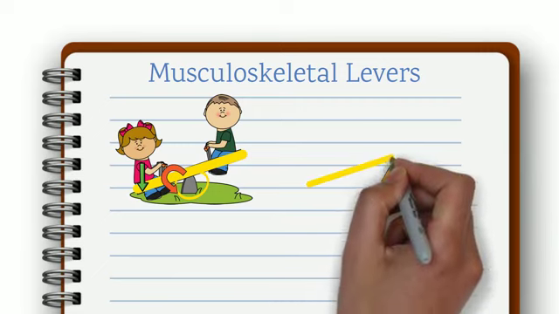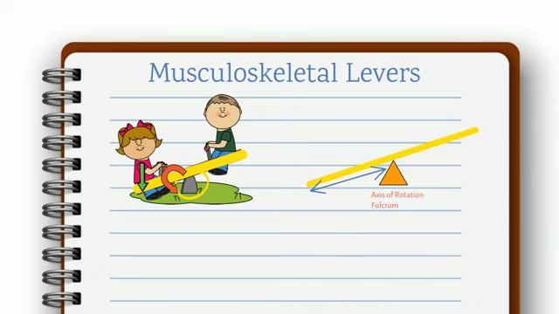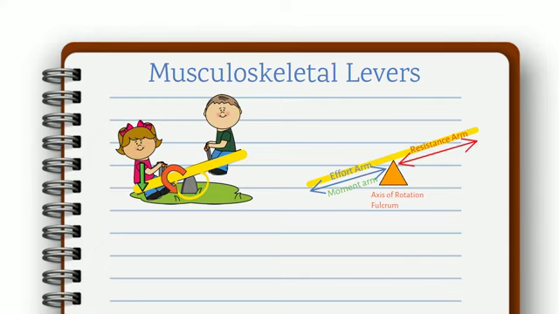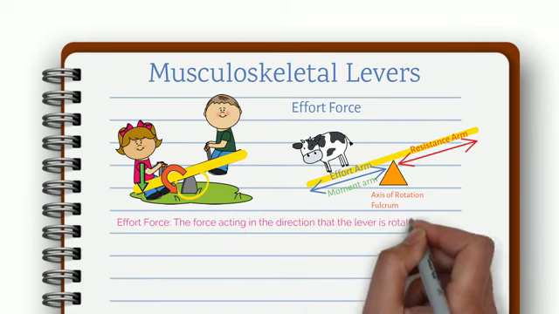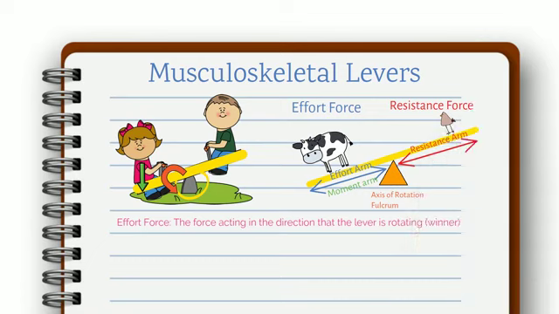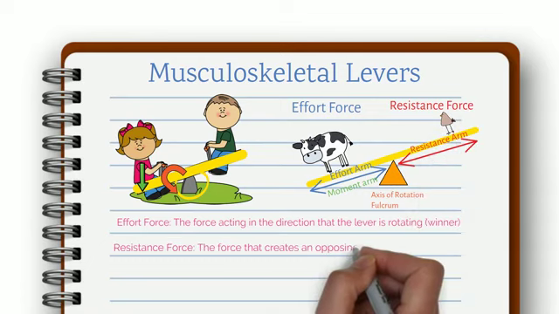A moment arm is the perpendicular distance between the axis of rotation and the line of force. There are two moment arms, the effort arm and the resistance arm. Effort force is a force acting in the direction that the lever is rotating. It is always the winner. The resistance force creates an opposing torque to the effort force, and it is always the loser.